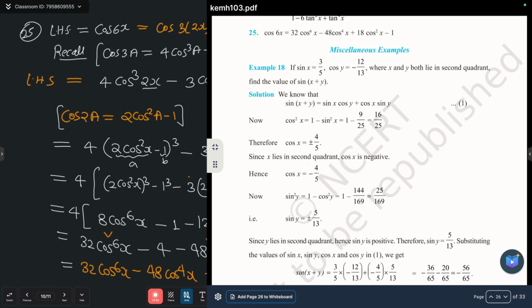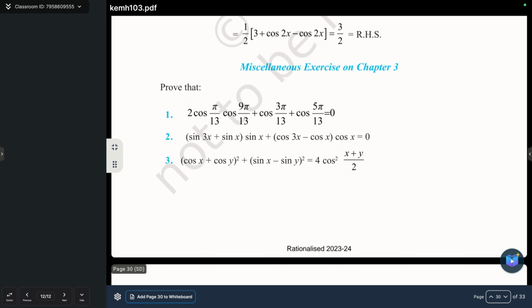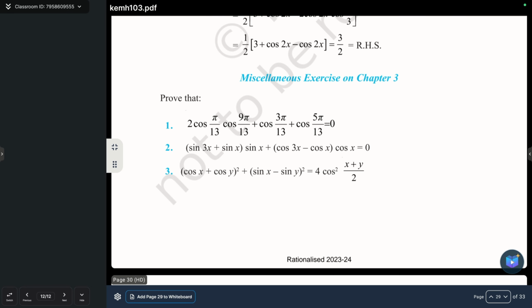Miscellaneous exercise, very important exercise. Okay, see the first question. The first problem is: prove that 2 cos pi by 13 cos 9 pi by 13 plus cos 3 pi by 13 plus cos 5 pi by 13 equals 0. Proving part: take the left hand side and prove it is 0.